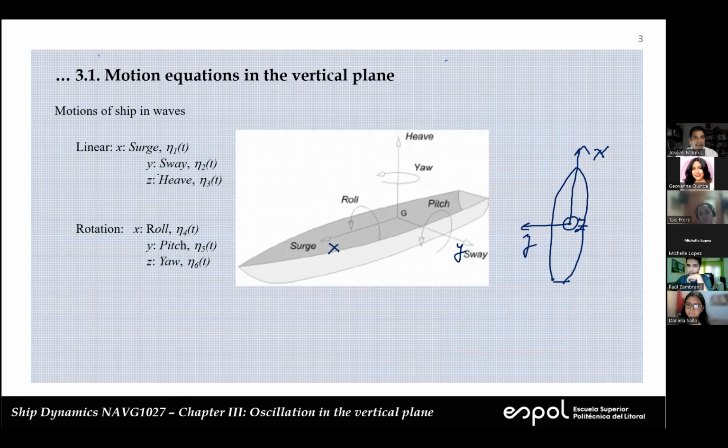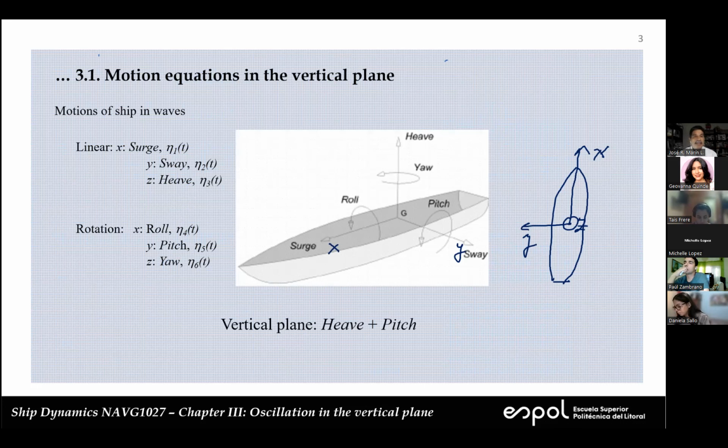Now, so we have translation in X, we call it surge, translation in Y, sway, vertical translation, heave. Rotation with respect to the X-axis is roll, or balance. Roll is usually the way we call it. Rotation with respect to the Y-axis is pitch. And finally, rotation with respect to the vertical axis is yaw, okay? You are responsible for keeping all of these 6 terms in your memory, okay?